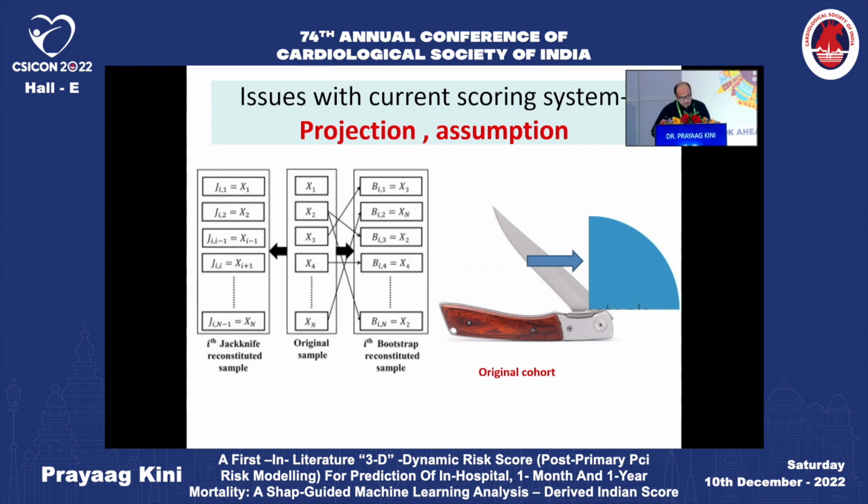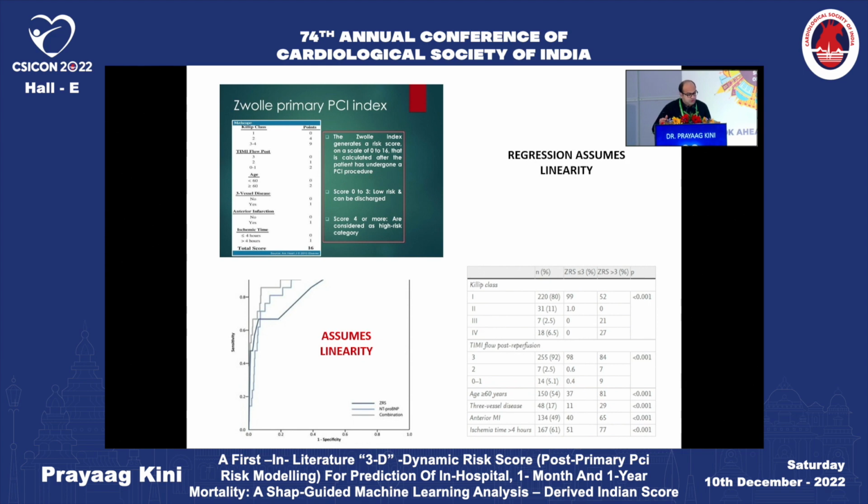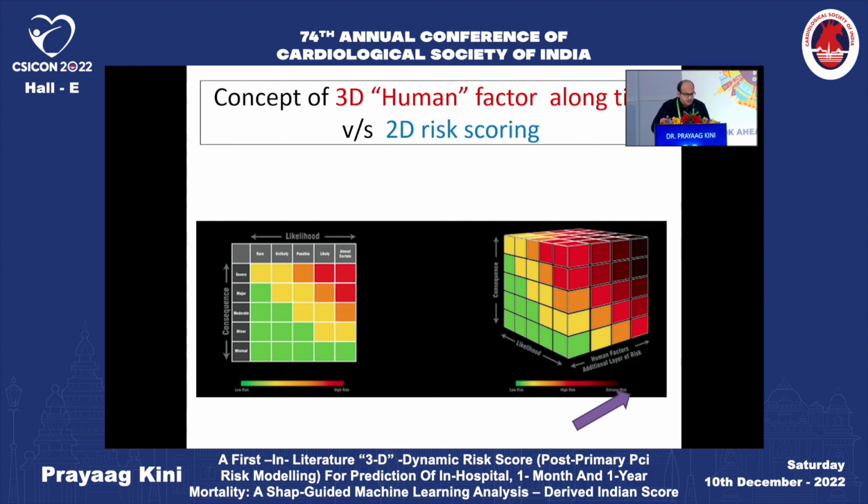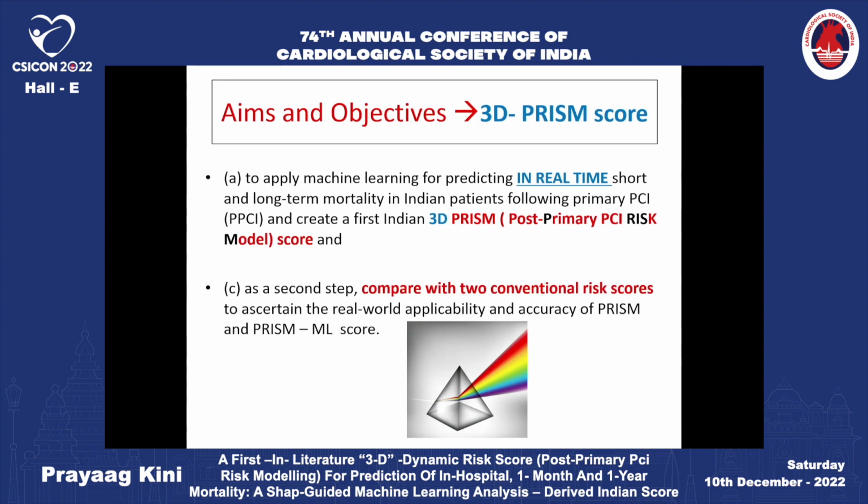Even if we do a propensity match analysis, we have an untreated and a treated variable, and we think that all the untreated ones should be taken as treated. All that is a kind of projective analysis which has a lot of assumptions. Even the Zwolle primary PCI index, which is used for post-PCI mortality at 1 month and at 1 year, is done with regression which assumes linearity, which does not really happen in real life. So the concept of a 3D human factor comes here. Along with the likelihood and the consequence that can happen, we also add time. That is the human factor, if he is being treated at that point in time.